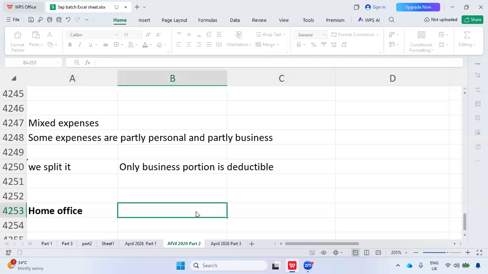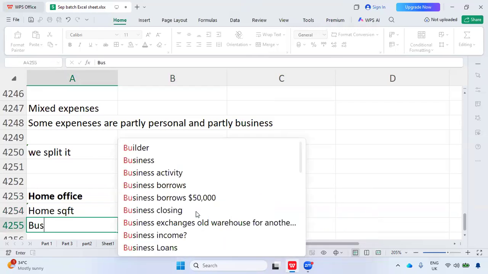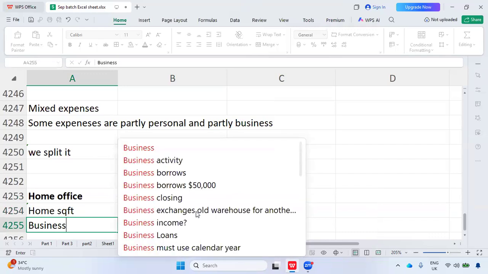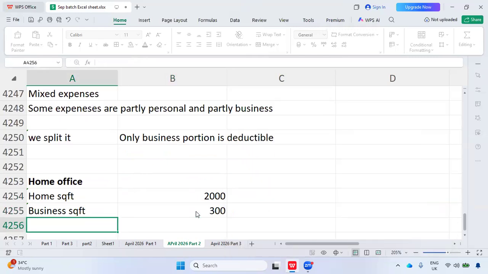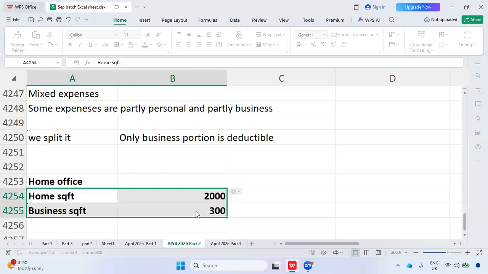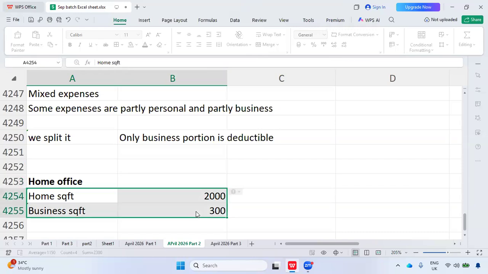But for now, let's say the taxpayer is running a business in the home itself. Total home square feet is around 2000 SQFT, and business square feet is around 300 square feet. Now, mixed expenses means we cannot split the total expenses, right? So in that case, generally we will see the business percentage here.